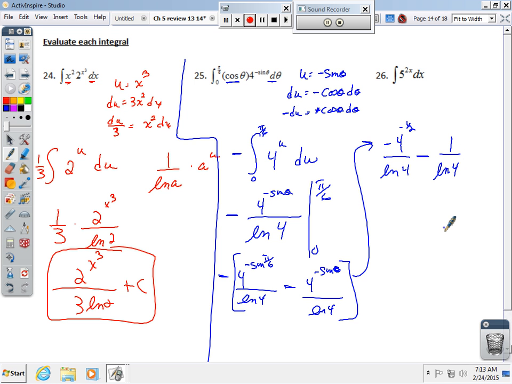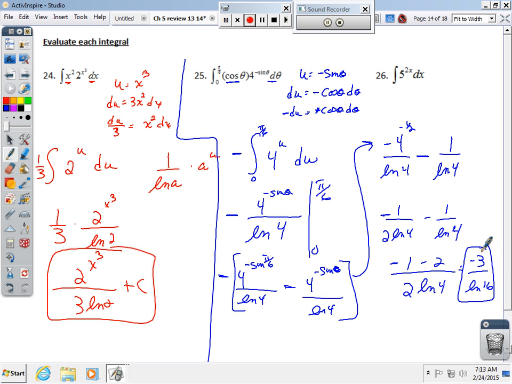Then I'll just do a little simplification. So a negative 1 over, that'd be the square root of 4, so 2 ln of 4, minus 1 over ln of 4. And if I get a common denominator, which would be 2 ln of 4, or the ln of 16, so that would be a negative 1 minus a 2, so negative 3 over the ln of 16 would be our final answer.